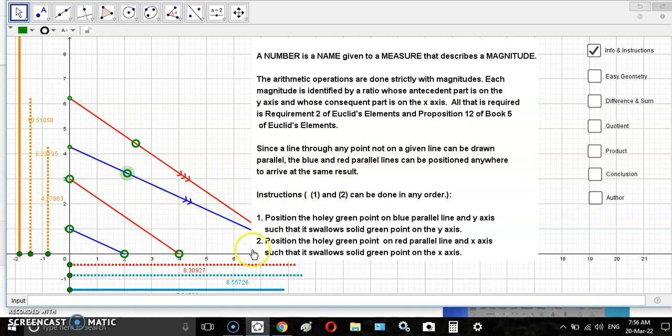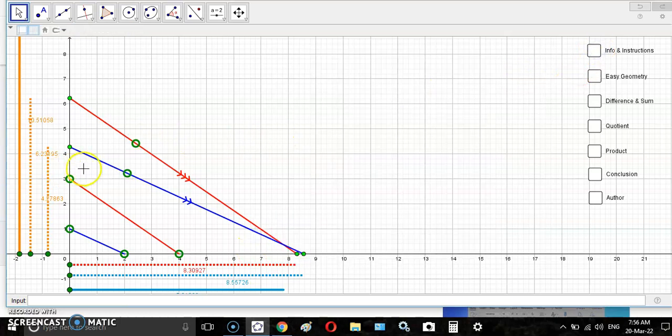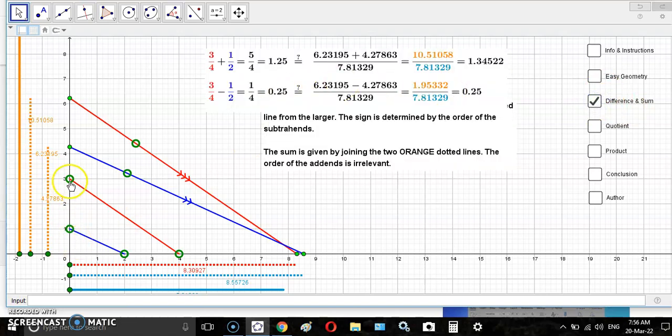So what I'm going to show you now is how to do the basic operations just with magnitudes. Now, of course, I've included numbers here, but they don't need to be there, and you'll see why in a moment. So let's say we want to find the difference and sum, okay? In this case here, we've got the red line, which is 3/4, as you see up here, and the blue line, which is 1/2, right?